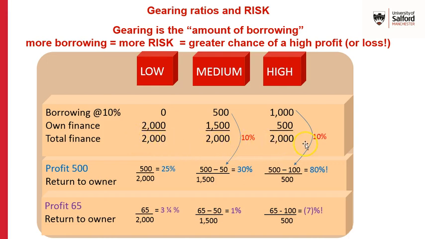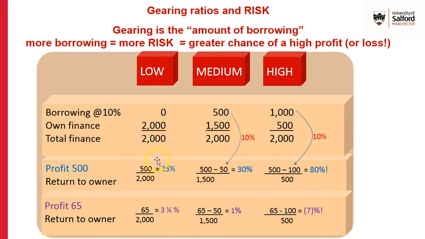So we've got this level of financing, and we look at two scenarios. What happens if our profit's at 500? What is the return to the owner? And what if our profit is only 65? What's the return to the owner there? And we can look at it in each of these three scenarios. So let's have a look at the 500 situation first.